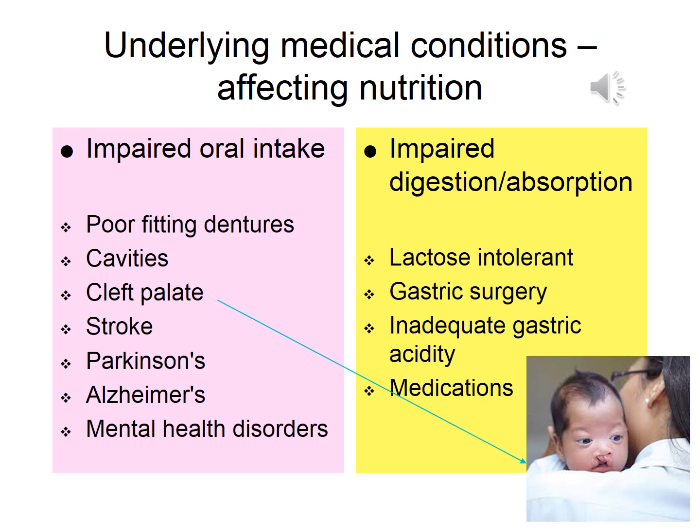Key underlying medical conditions that affect nutrition could include those that are related to impaired oral intake or impaired digestion and absorption. Some exemplars are in each of those columns here, such as impaired oral intake would be poor fitting dentures, cavities, cleft palates, stroke if they have swallowing effects, Parkinson's if they have swallowing issues, as well as mental health disorders and dementia and Alzheimer's. Impaired digestive and absorption issues would include lactose intolerance, gastric surgery, inadequate gastric acidity, and medication use.